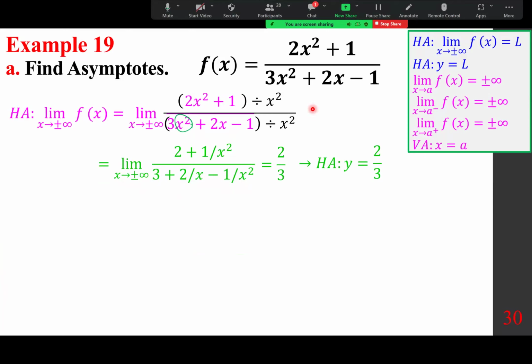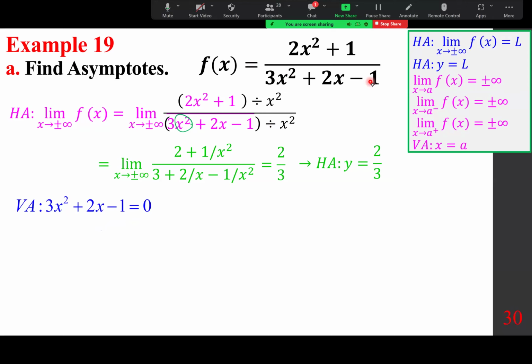Now, if you go back here, you notice the degree of the numerator and the denominator are the same, so this 2 over 3 becomes 2/3. But the justification is the process that you see. Vertical asymptote, remember, when the limit approaches infinity or negative infinity, x equals a is that. And one easy way is to set the denominator equal to 0. That's how we did that previously.